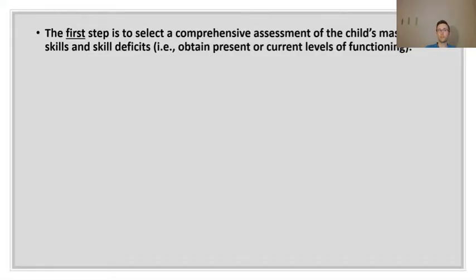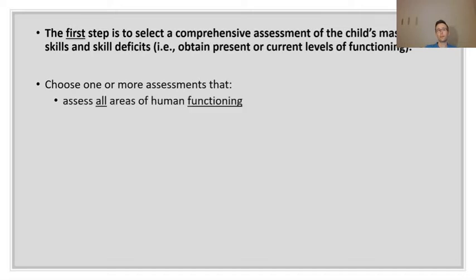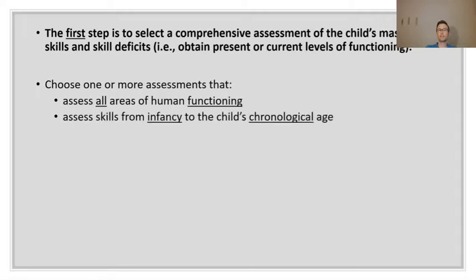The first step is to select a comprehensive assessment of the child's mastered skills and skill deficits, which means obtain present or current levels of functioning. So you should choose 1 or more assessments that assess all areas of human functioning, assess skills from infancy to the child's chronological age, an assessment that considers function.